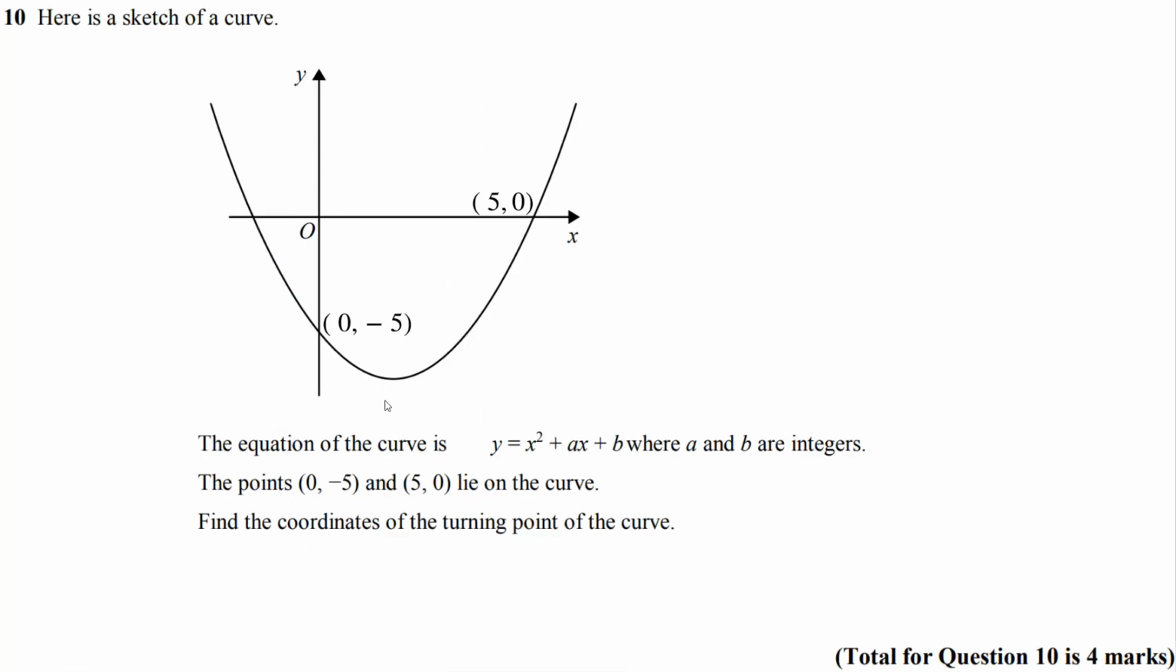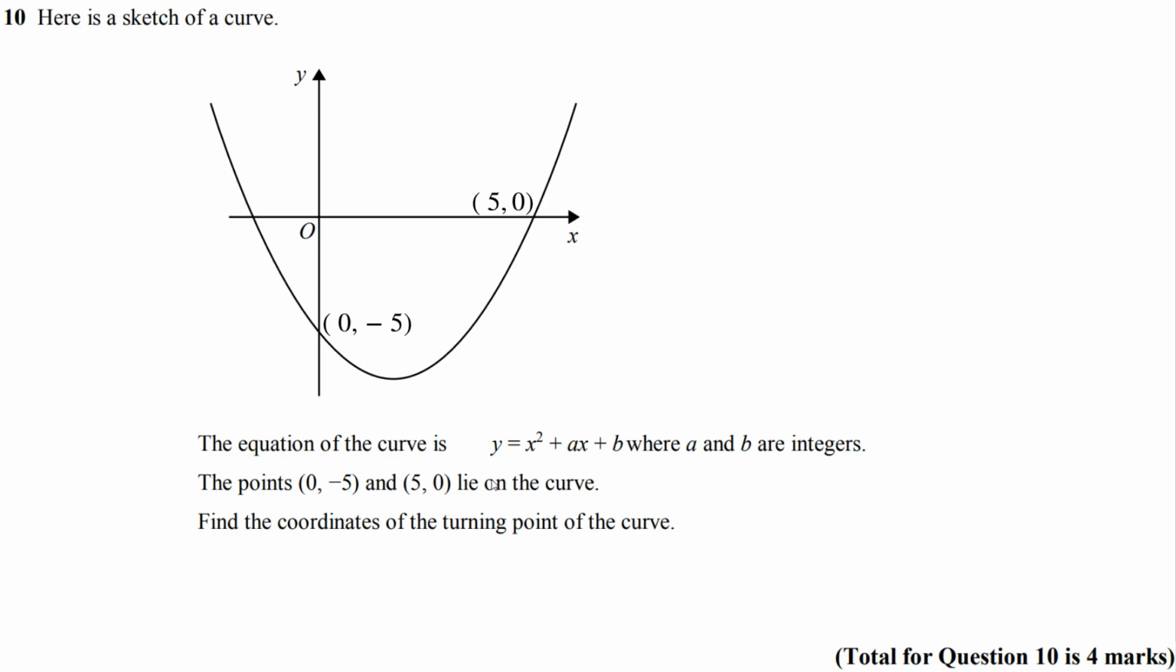Here is a sketch of a curve. The equation of the curve is this, where a and b are integers. The points (0, -5) and (5, 0) lie on the curve. Find the coordinates of the turning point of the curve.